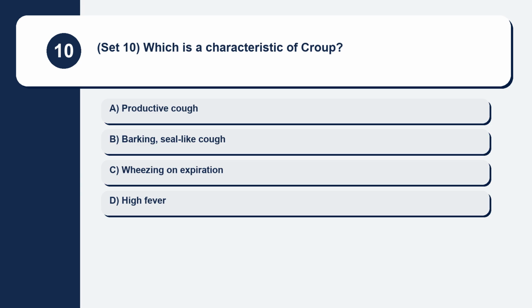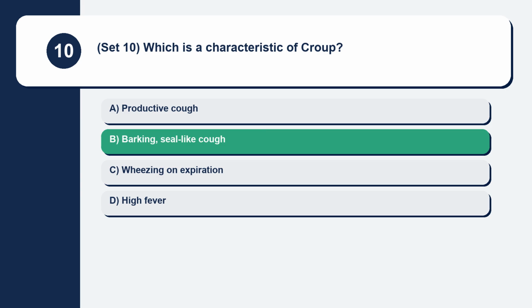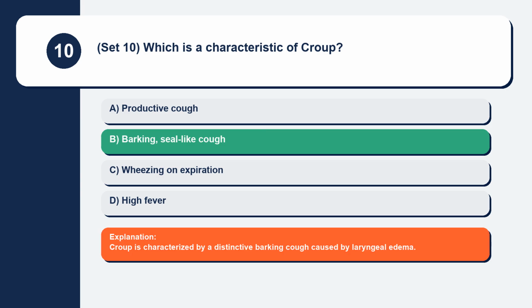Question 10. Set 10. Which is a characteristic of croup? Productive cough, barking, seal-like cough, wheezing on expiration, high fever. Croup is characterized by a distinctive barking cough caused by laryngeal edema.